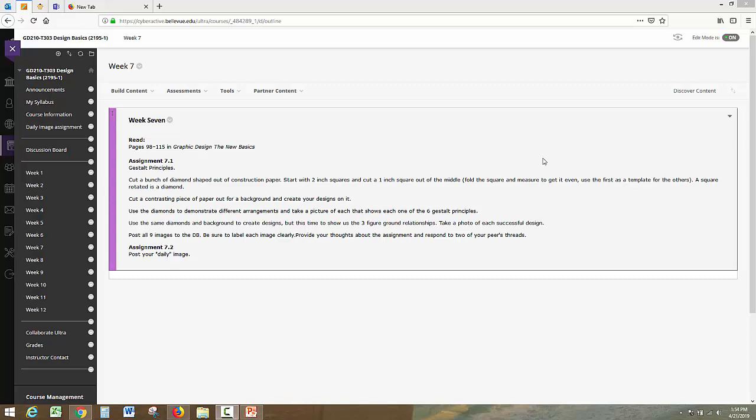You can start with 2-inch squares and cut a 1-inch square out of the middle. Okay, so it doesn't really matter. A square rotated is a diamond, but cut a contrasting one, so that I have something that's contrasting. So it could be black and white again, with the white paper, but you can use any color you want.